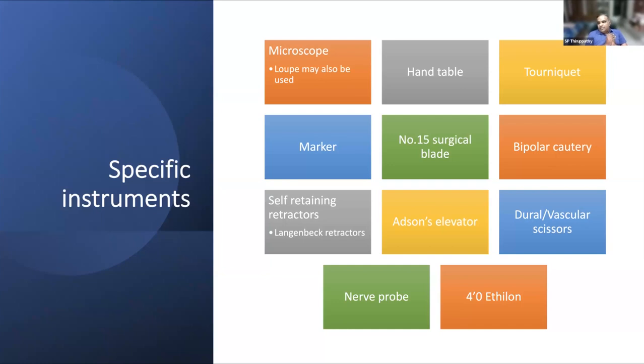There are two schools of thought, tourniquet may be necessary or may not be necessary, but I prefer to have a tourniquet in place. Marker, number 15 surgical blade, bipolar cautery, self-retaining retractors and Langenbeck retractors, our routine Hudson elevator, dural and vascular scissors, nerve probes, and 4-0 Ethilon. These are the specific instruments, gadgets and consumables we have to keep ready before going for surgery.